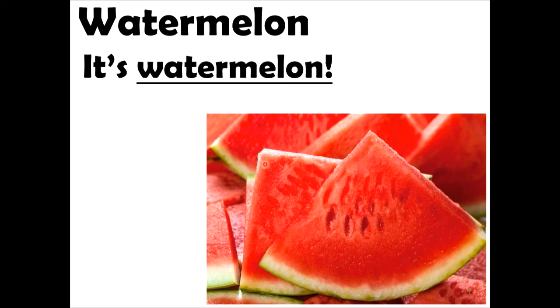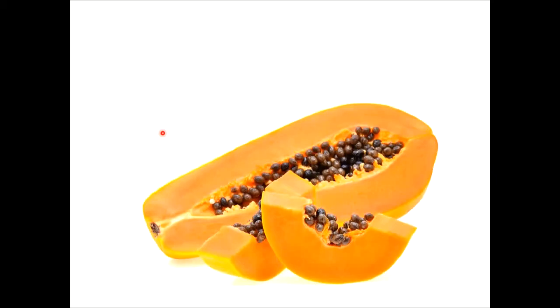What color is it? It's red. Let's read our sentences again. What fruit is it? It's watermelon. What color is it? It's red.